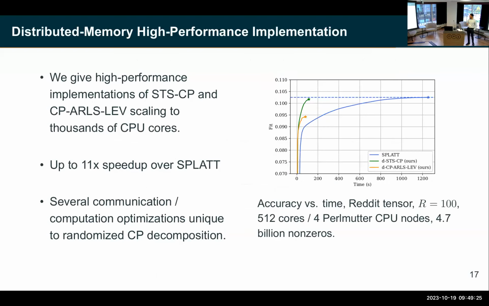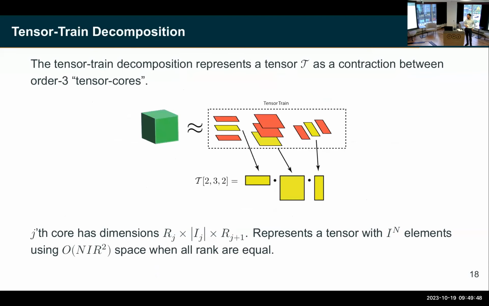Okay, and we also get high performance implementations of these two algorithms. It turns out you can scale this up. And if you compare this to a well-optimized, non-randomized CP decomposition library, you get speedups of anywhere from 11 times. This is to compute the rank 100 decomposition of this Reddit tensor, which again has 4.7 billion non-zeros. And there are several tailored communication and computation optimizations that we did for this that you can read about.